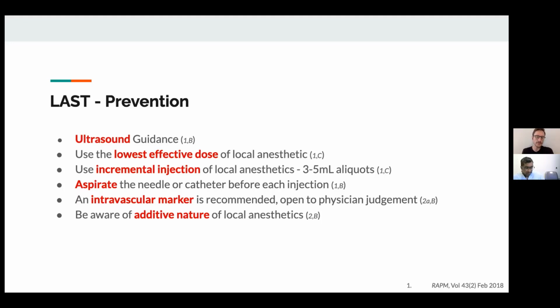And we want to be aware of the additive nature of local anesthetic. So if we're doing a block and the surgeon is also infiltrating local anesthetic, and if we're giving lidocaine as part of our induction, through the IV or using a lidocaine infusion, we should always take that into consideration, that these are additive.